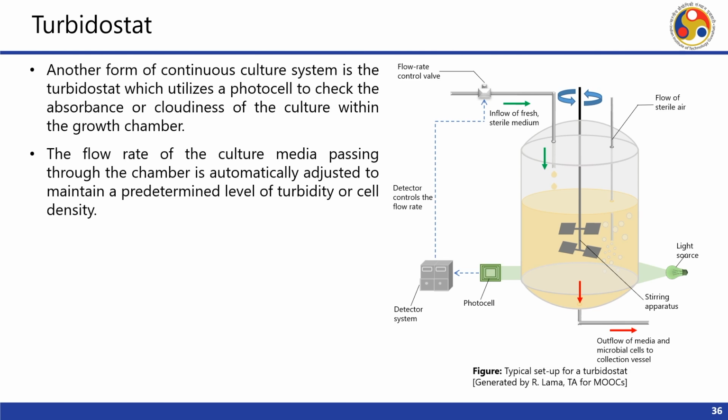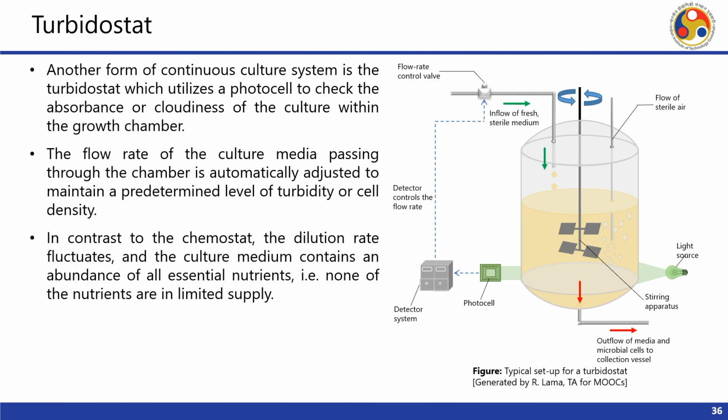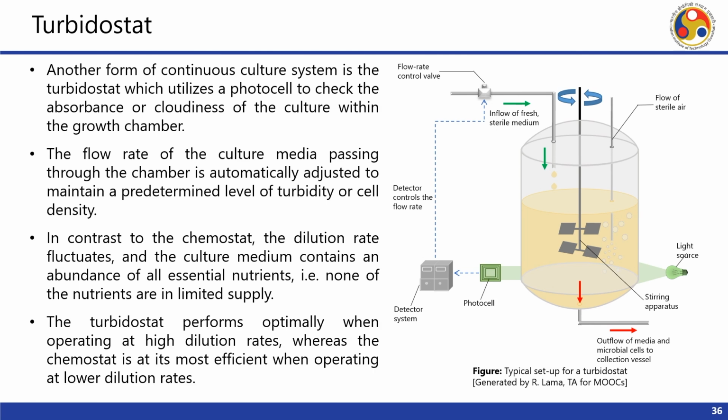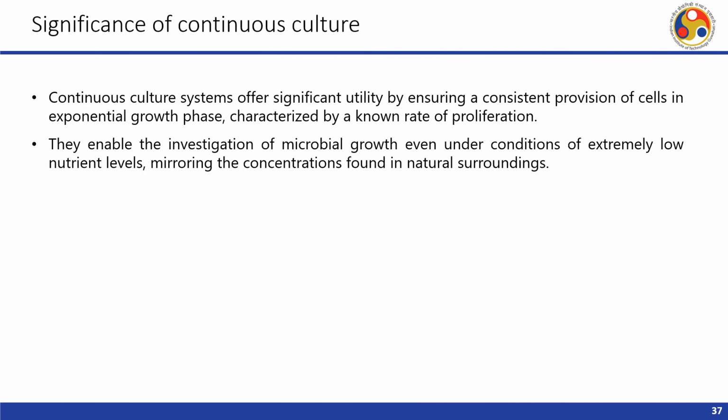turbidity or cell density. In contrast to the chemostat, the dilution rate fluctuates and the culture medium contains an abundance of all essential nutrients, that is, none of the nutrients are in limited supply at any given point of time. The turbidostat performs optimally when operating at high dilution rates, whereas the chemostat is at its most efficient when operating at lower dilution rates. Let us look into the significance of continuous culture.